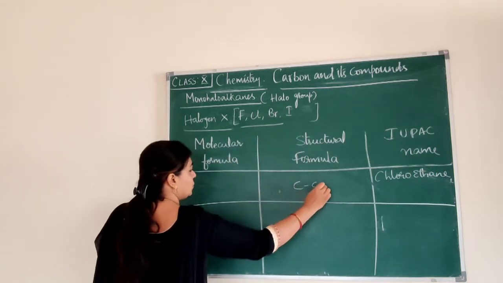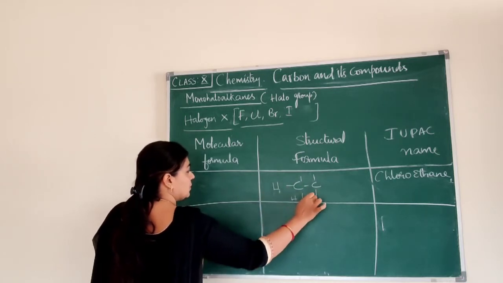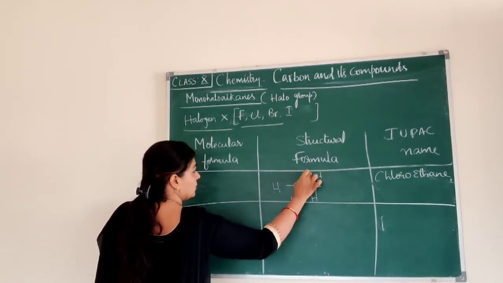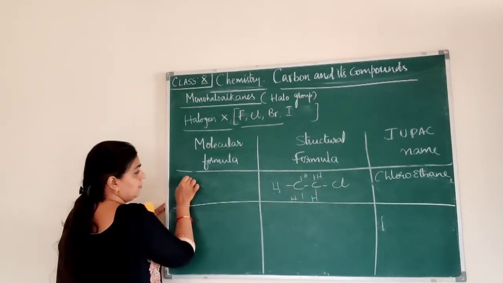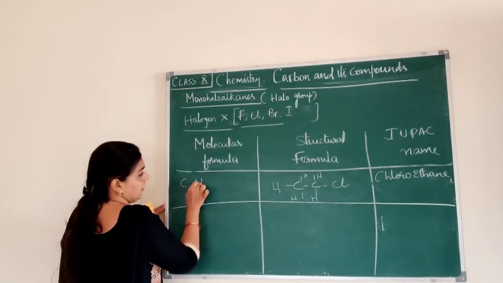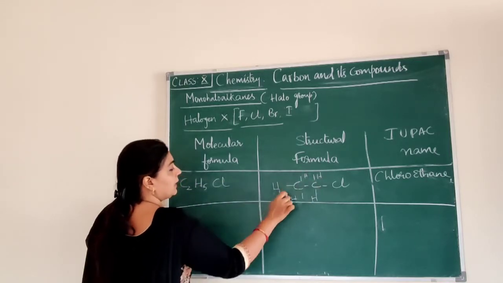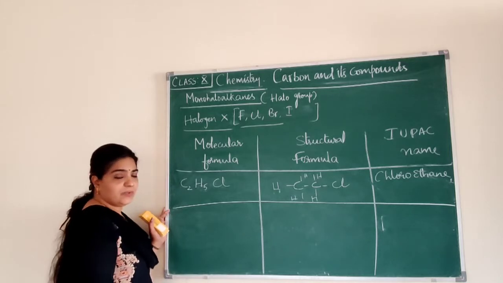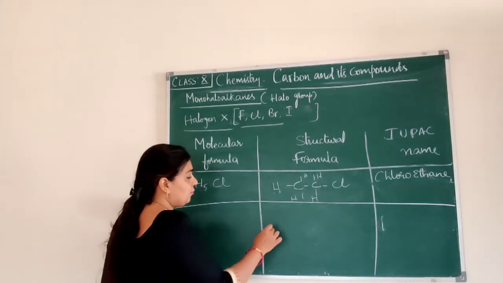So how do you write the structure of chloroethane? Ethane has 2 carbons, and this is H, and here it is Cl. So it will become C2H5Cl. So what is C2H5Cl? It is chloroethane.